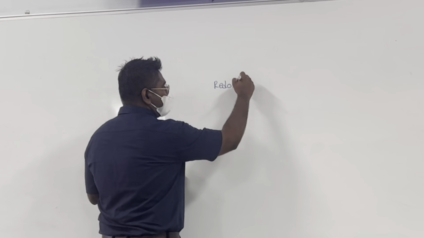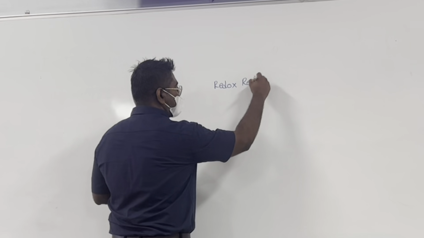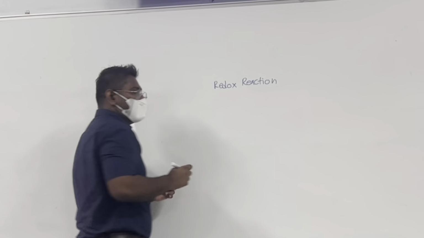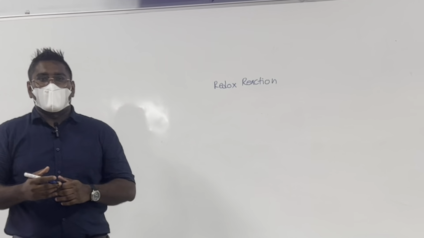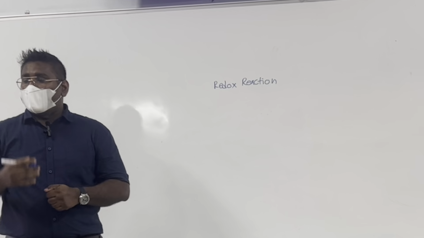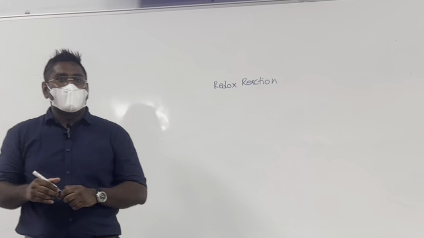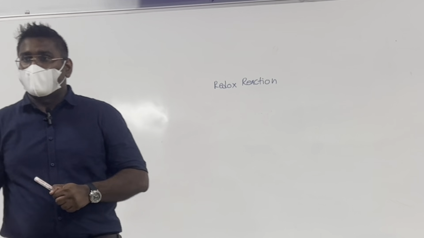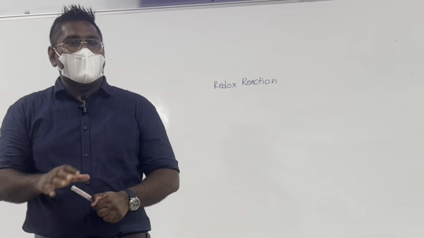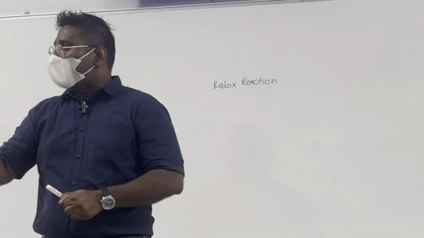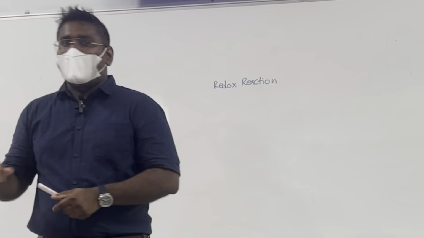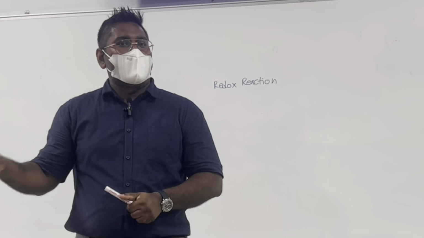The chapter that we are going to look at is redox reaction. Now, this redox reaction comes under the chapter of electrochemistry. And electrochemistry, we are going to learn in JC1 and JC2. What we are going to learn in JC1 is very, very basic, and it will be continued in JC2.